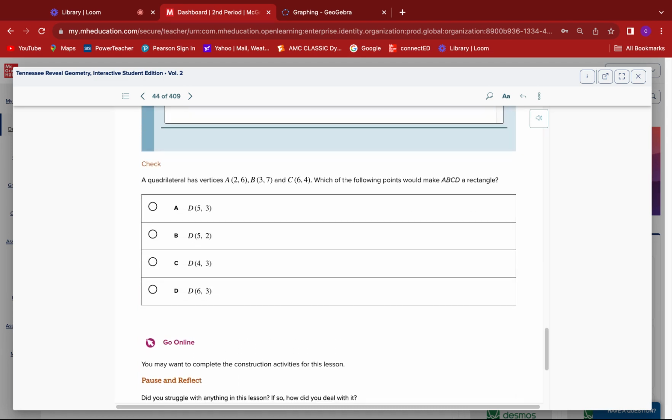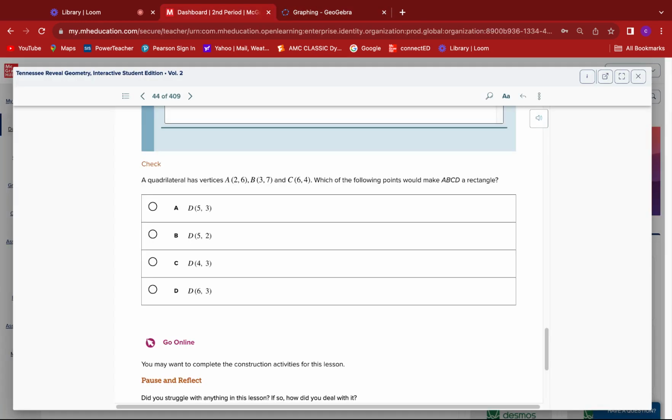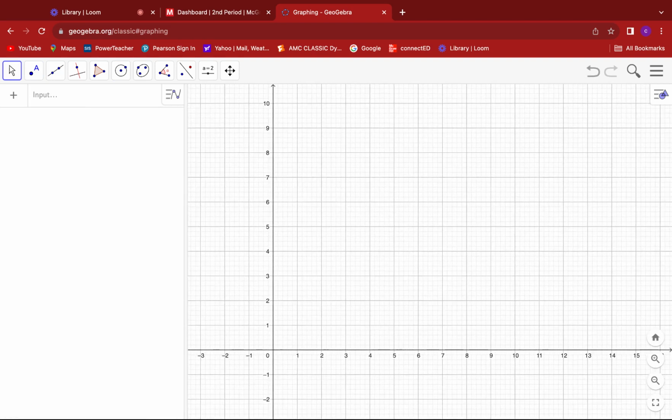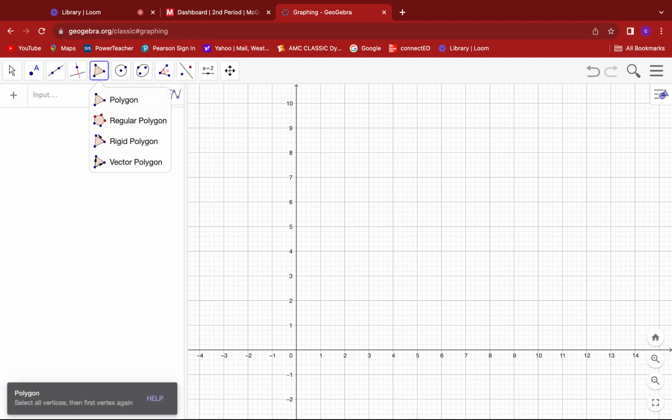Ooh, interesting. You know what? I think I'm going to do GeoGebra on this. Most of my students are visual. And since I'm really doing this for my students, yeah, let's do this on GeoGebra. I got it pulled up. I was wondering if I was going to need it. All right, so let's go. The points are 2, 6, 3, 7, 6, 4. I need it at least all in quadrant 1, so I'll go to 6 and 7 in either direction. Okay, here we go.